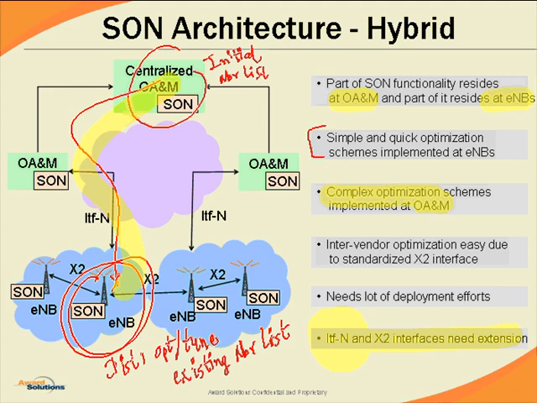So as a simple example, if you are doing, let's say, a random access channel optimization, an algorithm, a SON algorithm that updates RACH parameters, maybe that is fully within the E-node B. O&M does not even need to worry about that. So in that case, yes, the O&M system did not play any control role. That is the idea. In a distributed approach, the O&M system doesn't do anything for that specific SON function. So hopefully that is clear.